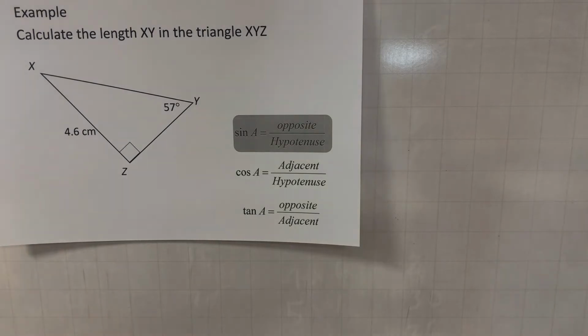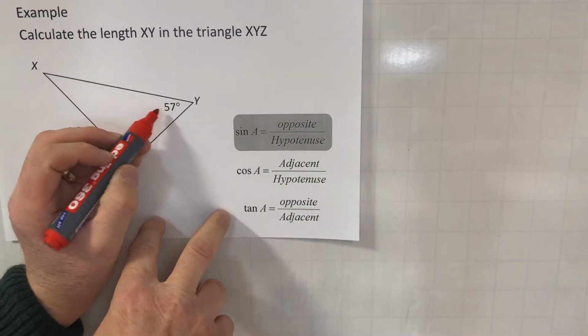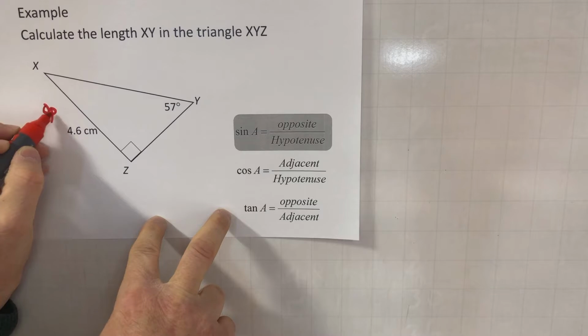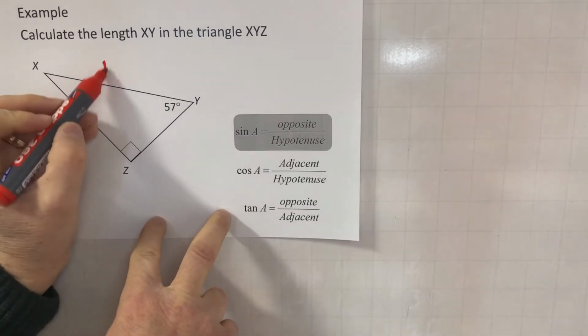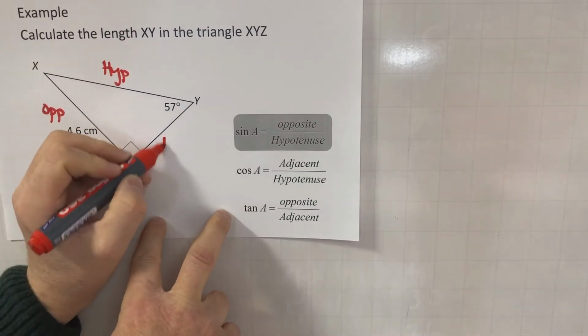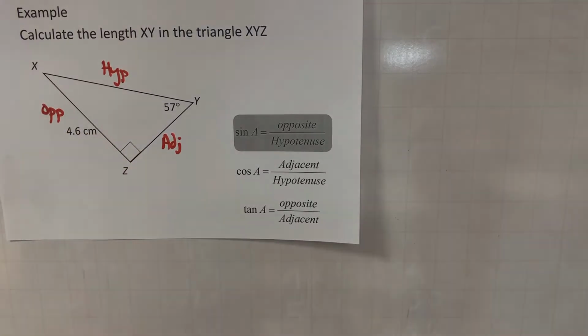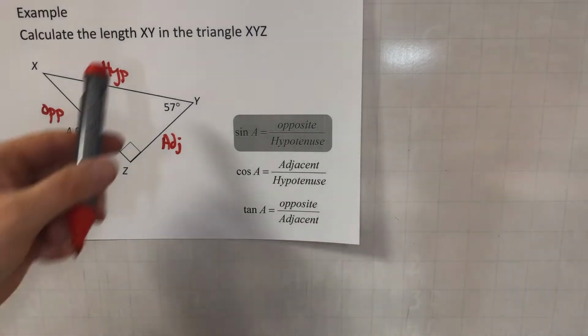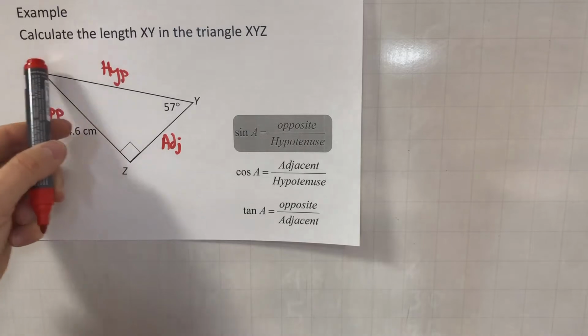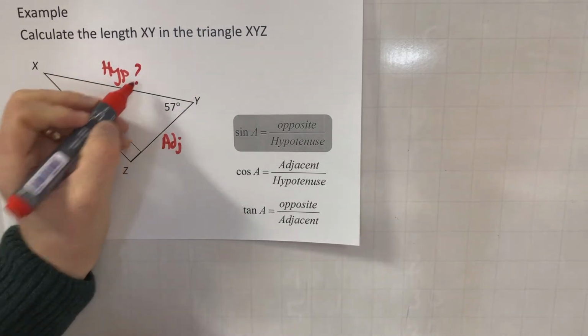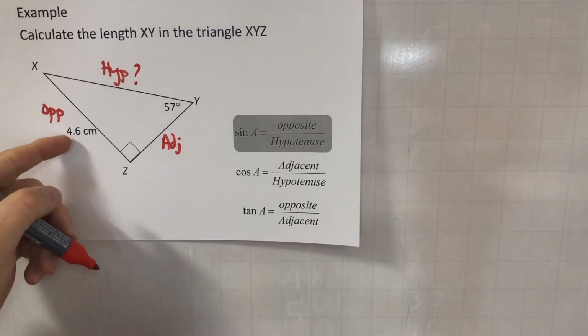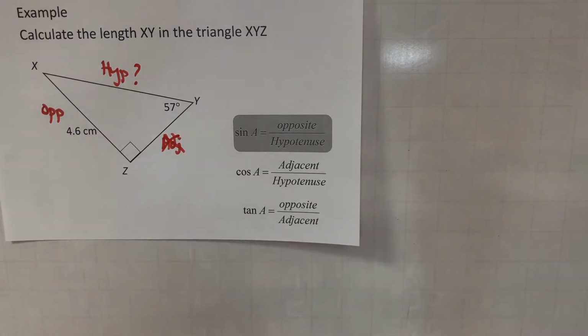Next example. Opposite the angle is there. Largest side is the hypotenuse. That means that that side there is the adjacent. The question is asking me to work out xy. Xy is that side. We know the opposite side, so we're not using the adjacent here.